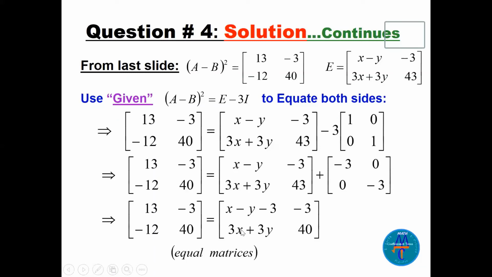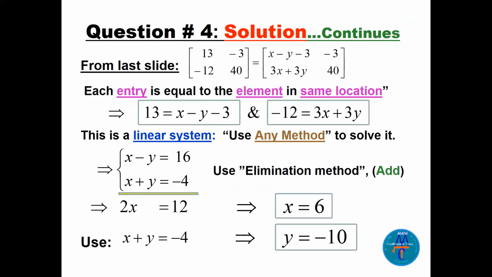Something nice. If I make equal matrices here, it will be 13 equals x minus y minus 3, and minus 12 is equal to 3x plus 3y. So this is a linear system. You can use any method you like to solve it. There are many methods: elimination, substitution, graphing, Gauss elimination, Gauss-Jordan, the inverse of matrices, Cramer's rule.